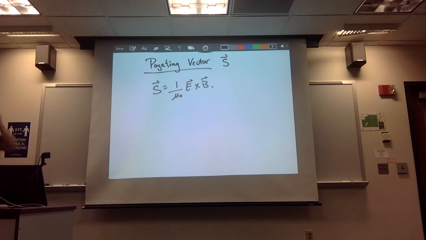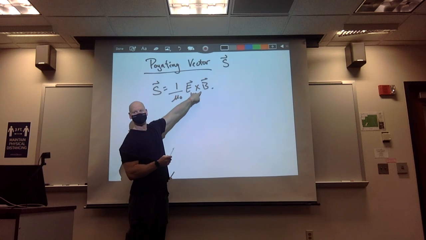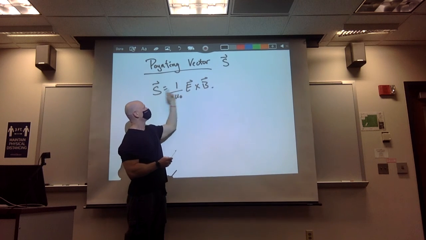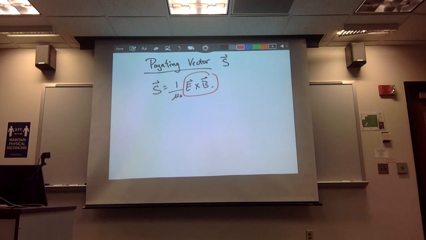So the first piece of information we can get out of this real quick is, remember on the previous slide, we said that if we took the electric field crossed by the magnetic field, that points in the direction of propagation, which means the Poynting vector tells me the direction of propagation of the wave. So since this is proportional to the direction of propagation, the Poynting vector points in the direction of propagation, in the direction in which the wave is traveling.